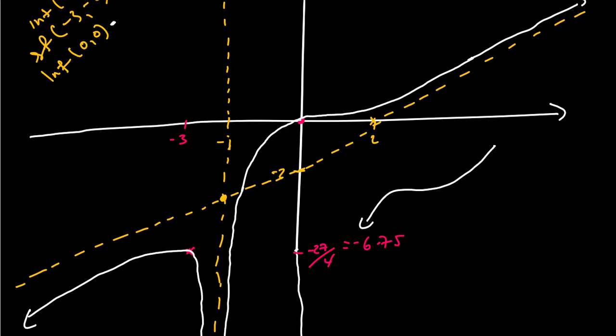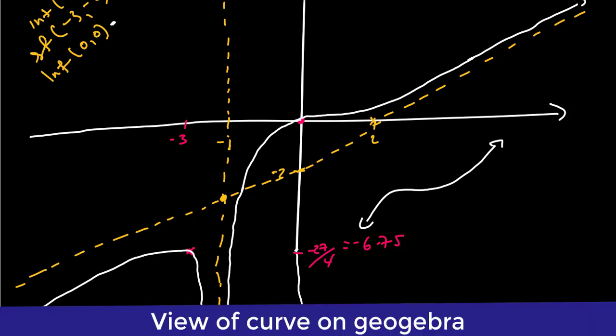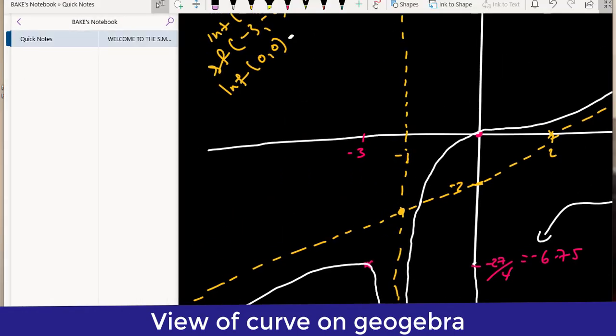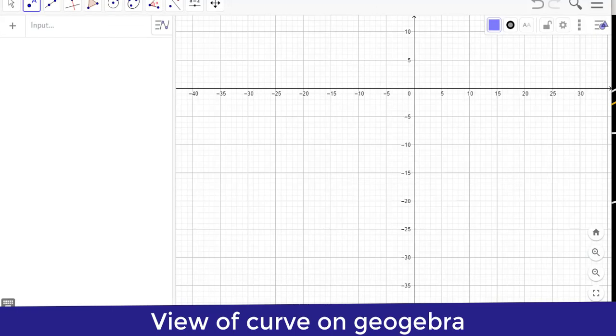Okay, so let's get a view of this on GeoGebra. That's a powerful mathematics tool. Let's get a view of this curve on GeoGebra so that we see all these points keenly. But the only thing is, GeoGebra will not actually define these asymptotes for you. It's not possible, but we are going to sketch all those. Okay, let's use GeoGebra and see what we can have.